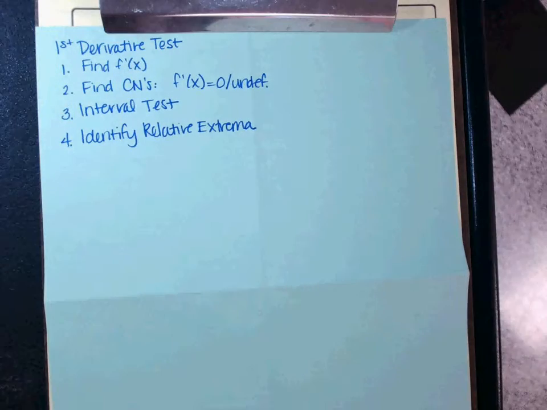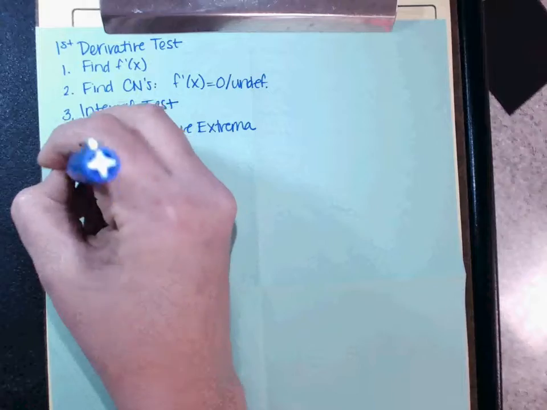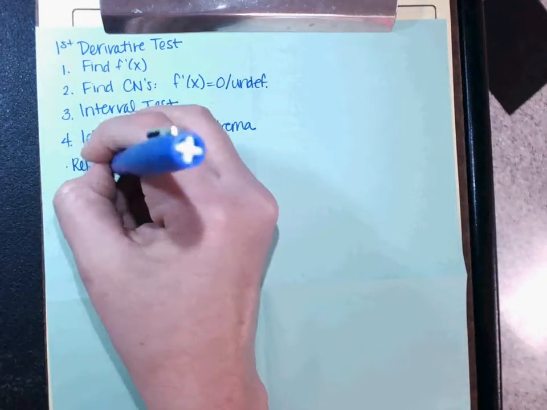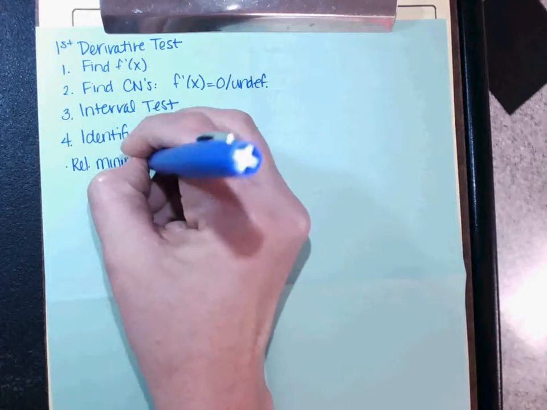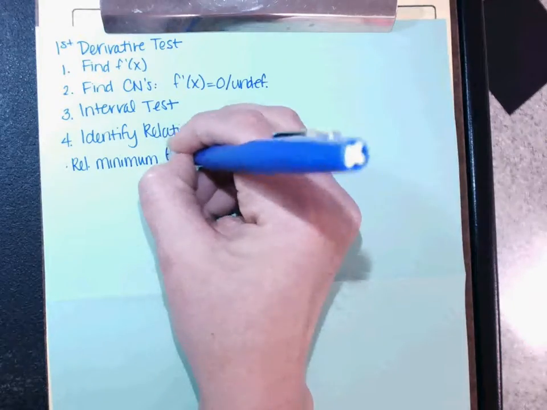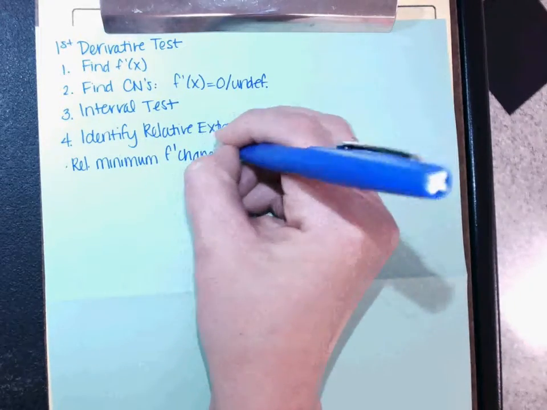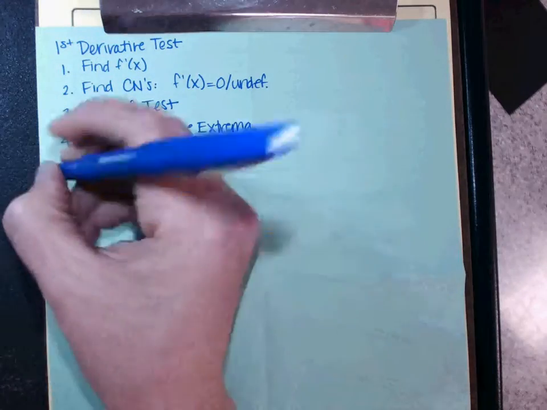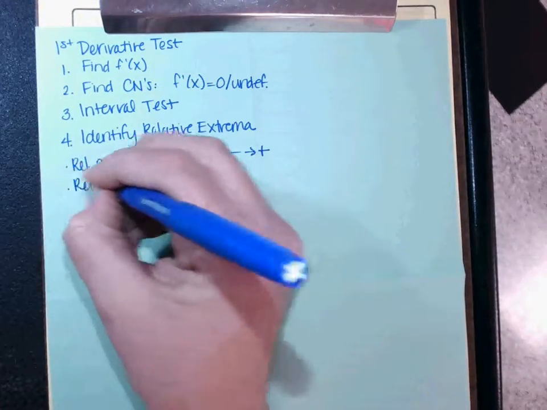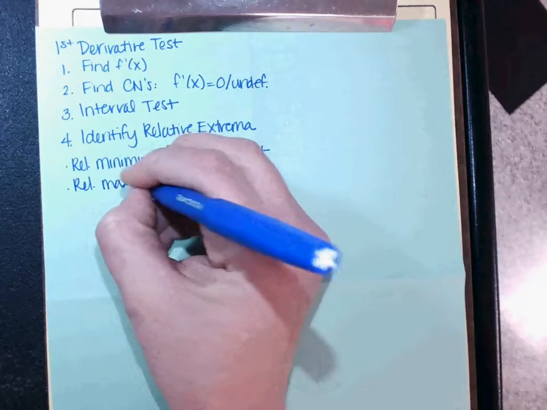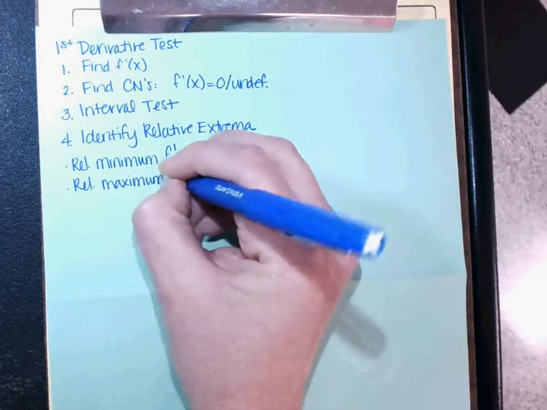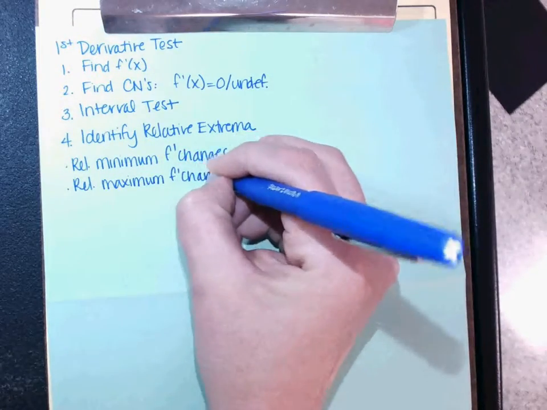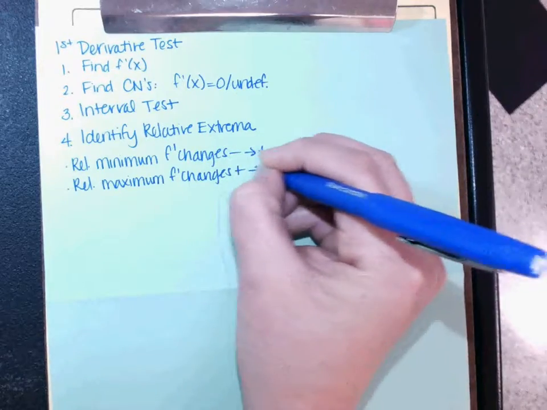Remember that extrema refers to both mins and maxes. Okay, you have a relative minimum when f prime changes from negative to positive. And you have a relative maximum when f prime changes from positive to negative.